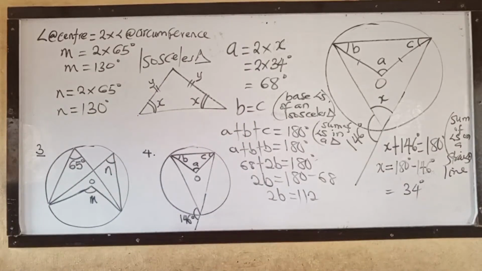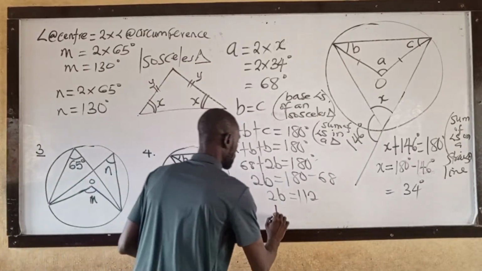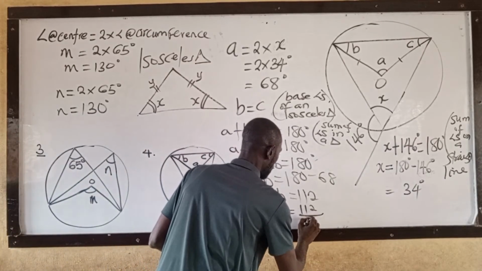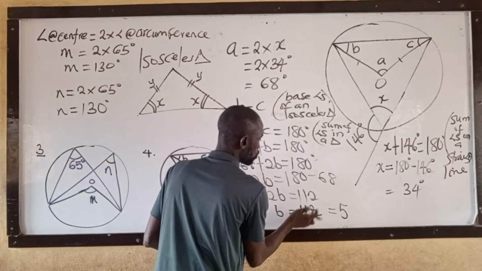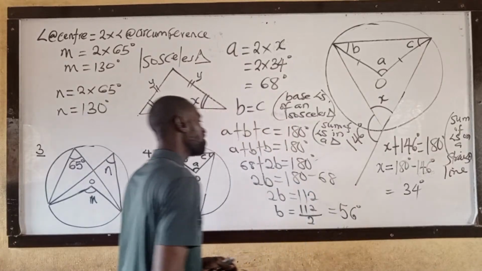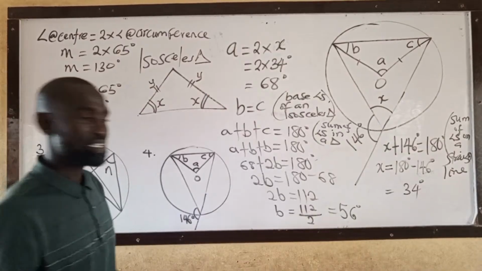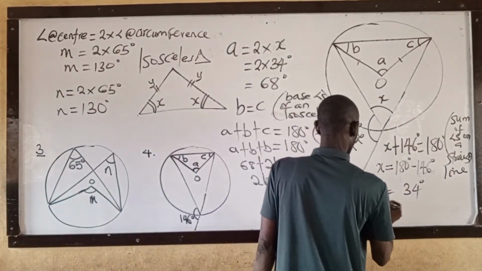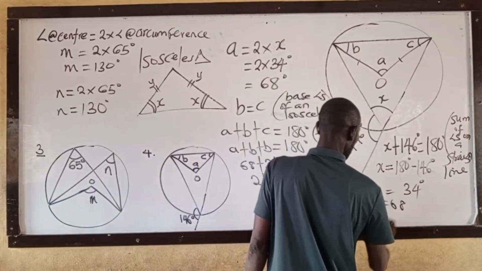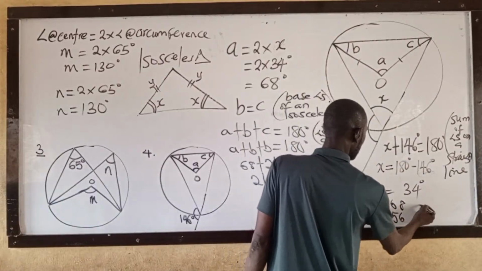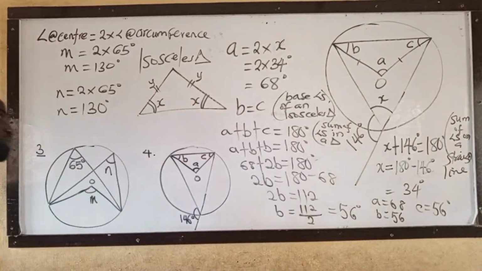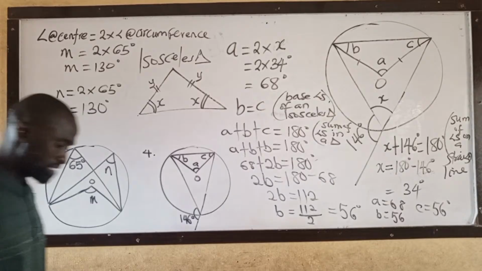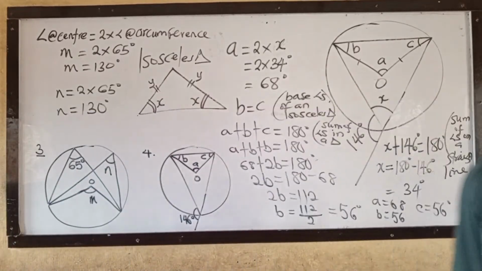112 degrees. So what about our B? Our B equals 112 over 2, which equals 56. So if B is 56, C too will be 56. So A equals 68, B equals 56, C equals 56. And when you add everything, you have 180. Is it clear? So just write the question and write the solutions down.